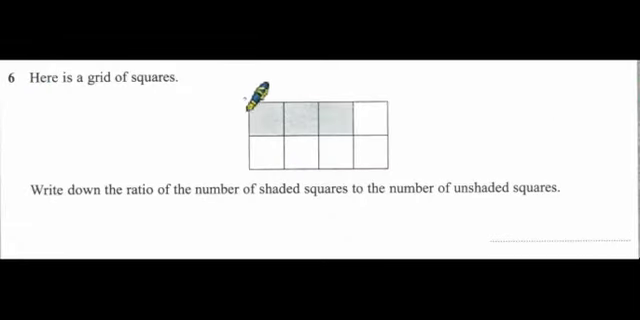Question 6 is giving us a grid of squares. We are asked to write down the ratio of the number of shaded squares to the number of unshaded squares. Therefore, we count both. Shaded squares, there are 3. With a ratio, we write down the 2 dots. Unshaded squares, there are 1, 2, 3, 4, 5. Therefore, the ratio is 3 to 5. It cannot be simplified, so that's our final answer.